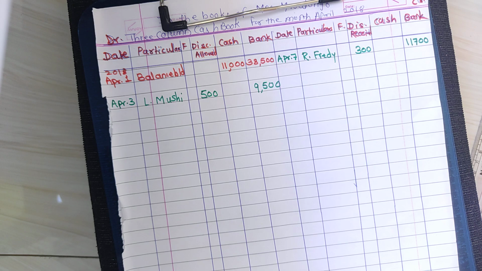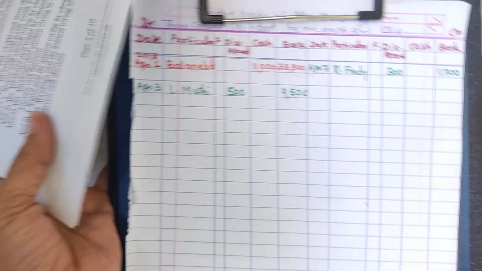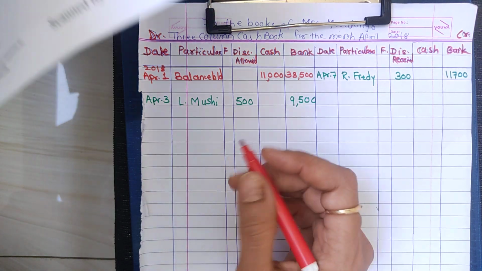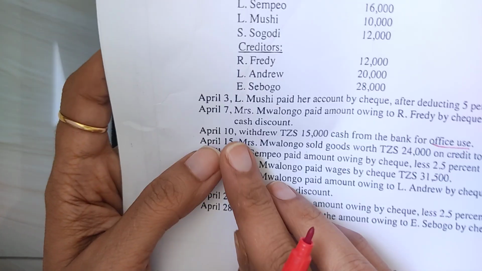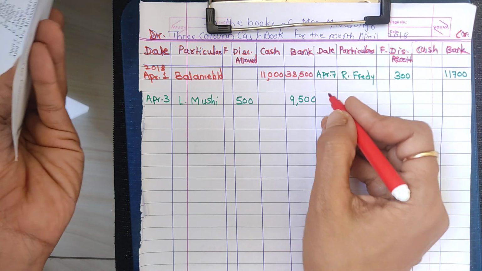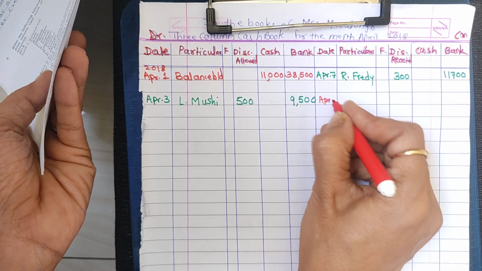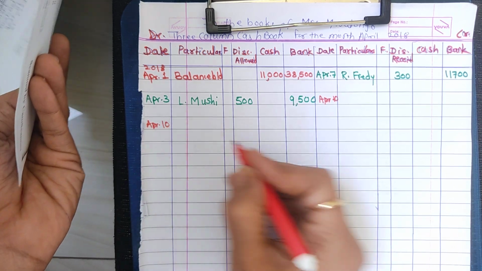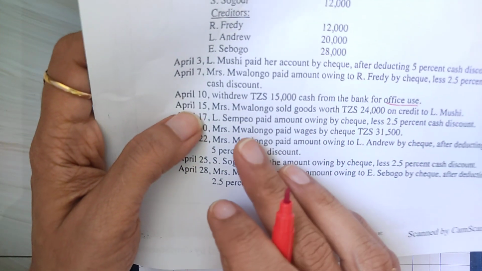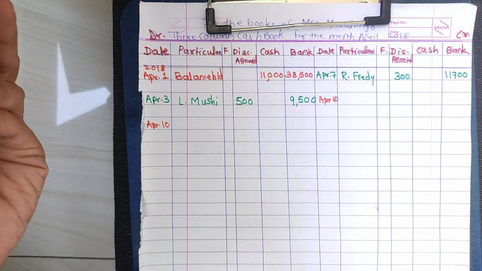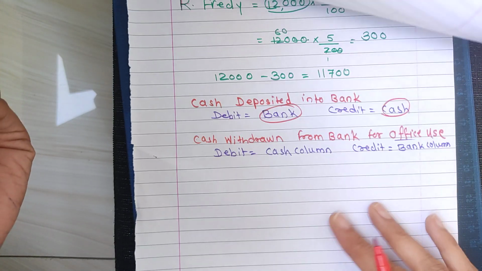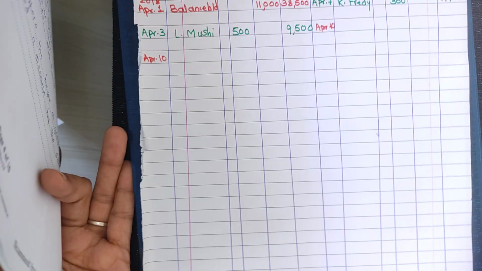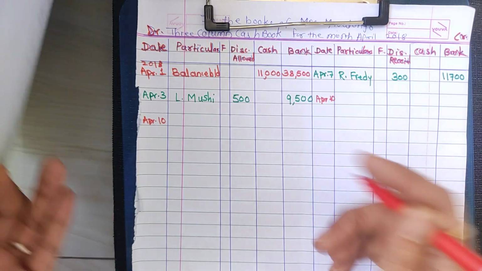If it is a 3 column cash book, then definitely there will be a transaction like this. So what is the date given? April 10. Entry will come on both sides, so on both sides write down April 10. Cash is withdrawn. So which column is debited? Cash column. Withdrawn means cash is coming into the business.